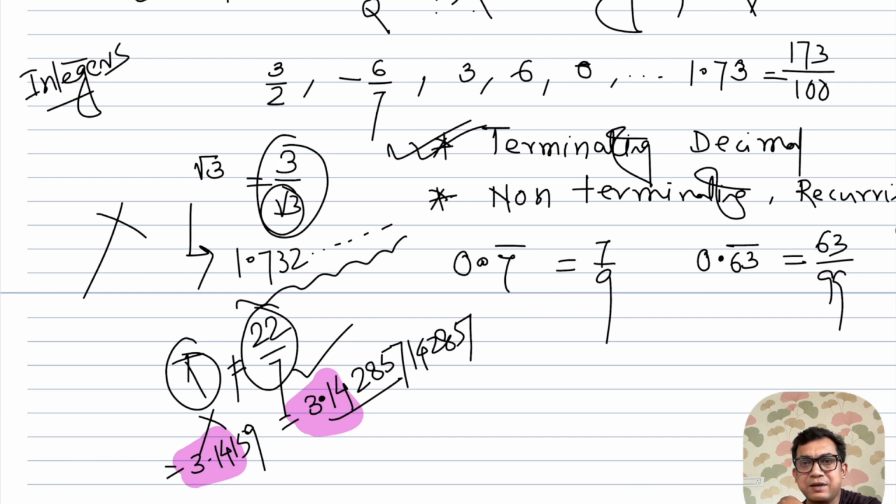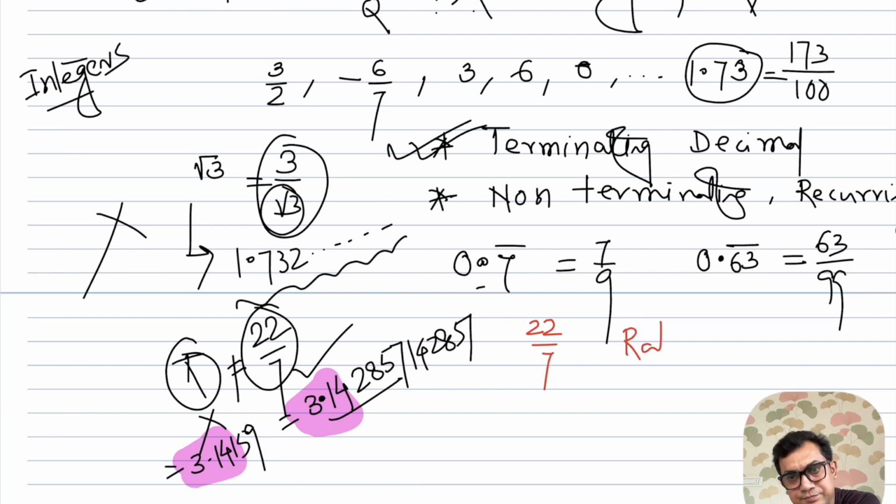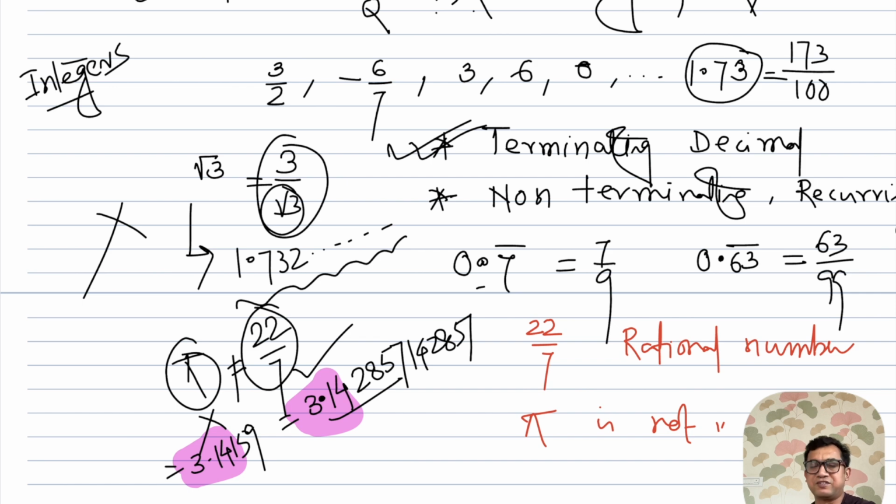It should be a terminating decimal like 1.73. It is terminated. If it is non-terminating, okay, I understand, non-terminating. But it should recur then, like 0.7 bar, 0.63 bar, and this way. And the main point is, all of you should know that 22 by 7 is a rational number. But pi is not a rational number. The reason being, I hope you understood that pi is not 22 by 7. Only the first few digits are the same. Done.